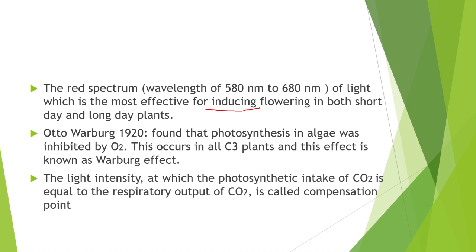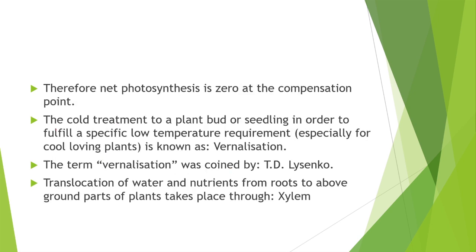In 1920, Otto Warburg found that photosynthesis in algae was inhibited by oxygen. This occurs in all C3 plants and this effect is known as the Warburg effect. The light intensity at which the photosynthetic intake of carbon dioxide is equal to the respiratory output of carbon dioxide is known as the compensation point. Compensation point means the point at which the rate of photosynthesis becomes equal to the rate of respiration. The net photosynthesis is zero at the compensation point.